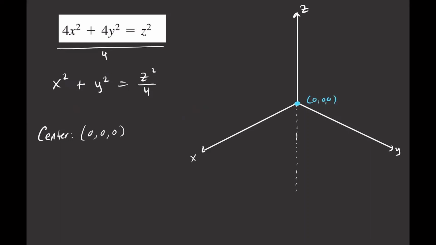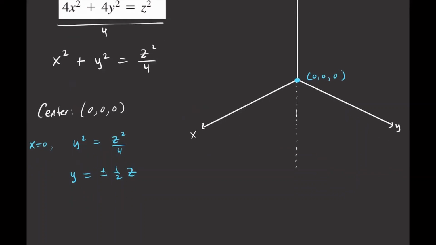And now if you want to find the equation of the traces, you can do that. Set one of the variables to 0. For instance, I can set x equal to 0. So x disappears. You have y squared is equal to z squared over 4. Take the square root. So you have y is equal to plus and minus 1/2 z. You can write it like that, or you can just multiply both sides by 2. You'll have z is equal to plus and minus 2y.